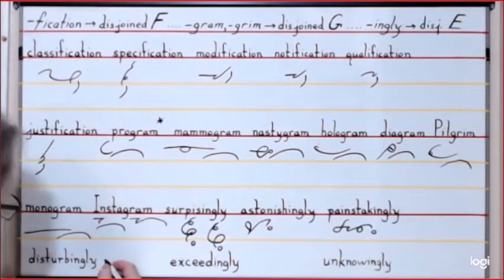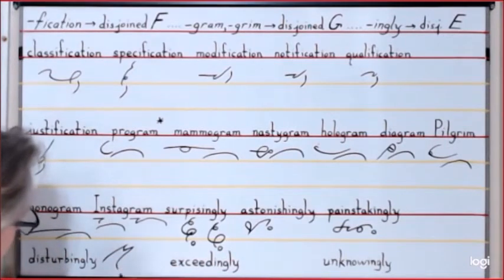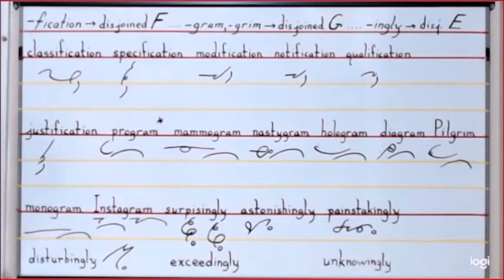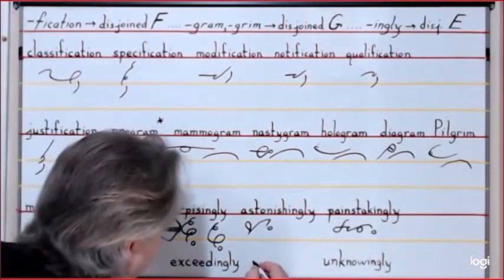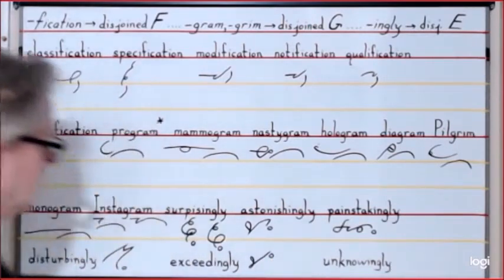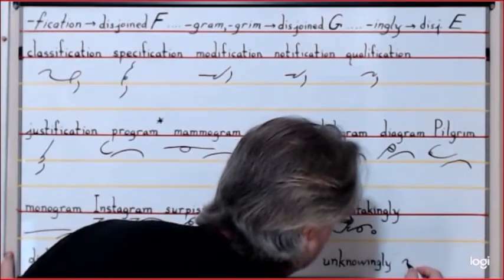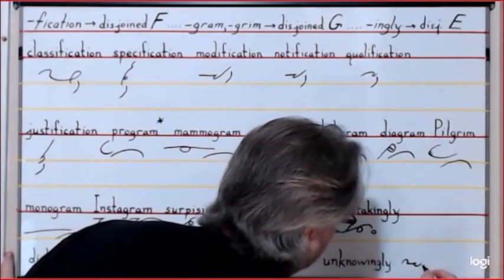Disturbingly is a D-S-T-B, and then a disjoined E. Exceedingly is E-S-E-D, disjoined E. And finally, unknowingly will be a U-N-O, disjoined E.